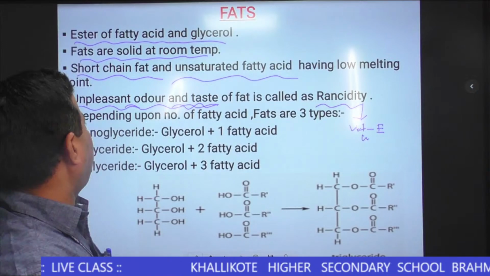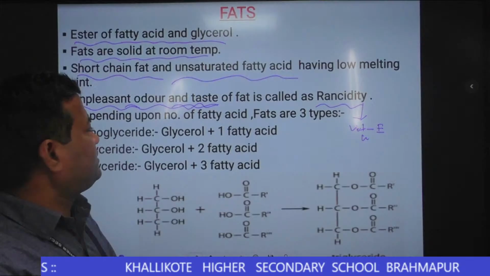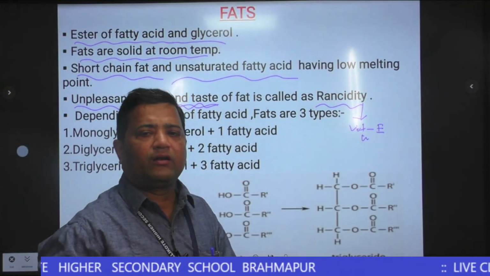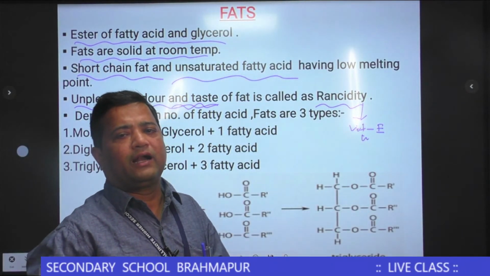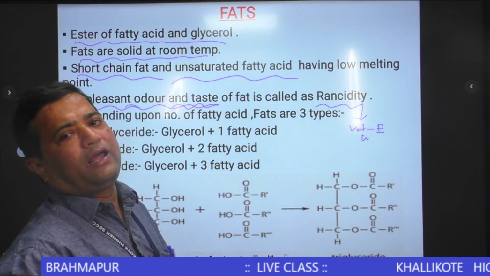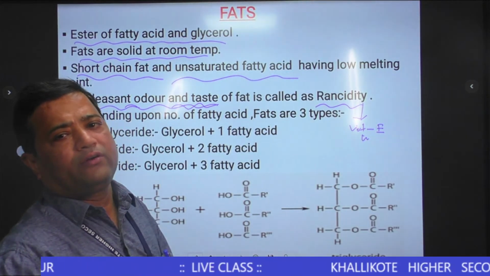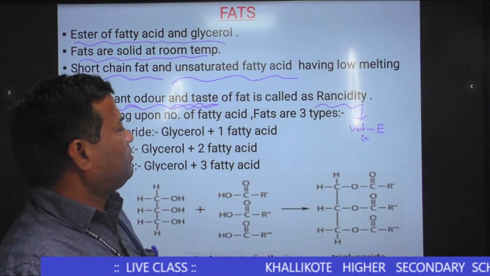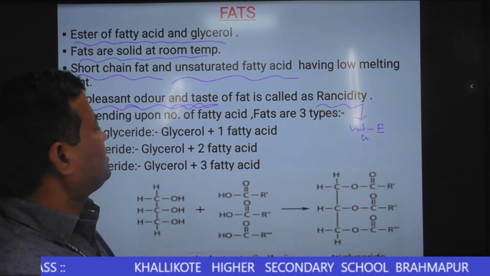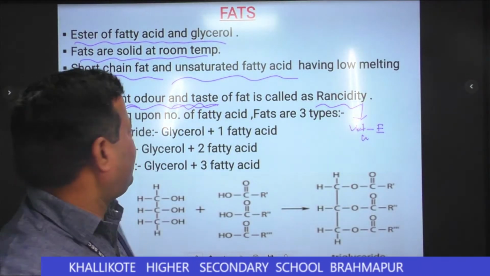But animal fats or butters have more rancidity. They cannot be preserved for a long time, so they can be degraded by microbial activity as well as exposure to air and moisture. So they have more rancidity as compared to plant fat.